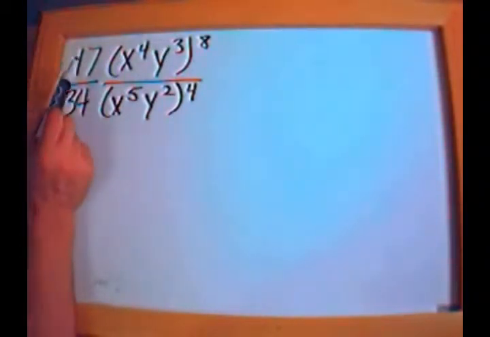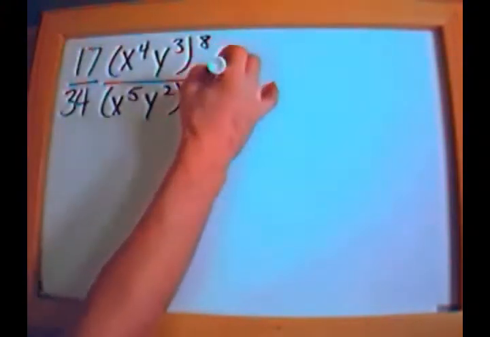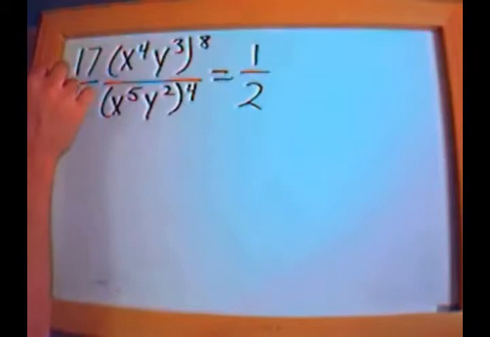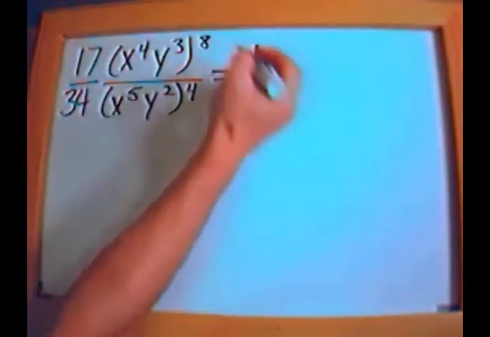First, I'm going to deal with my numbers. 17 goes into 34 2 times, so I can first of all write this as 1/2, because 17 divided by 17 is 1, and 34 divided by 17 is 2. Now I'm going to deal with these things here.